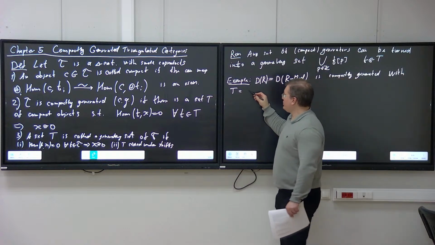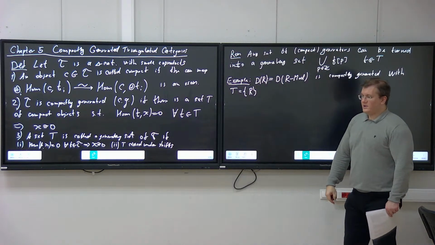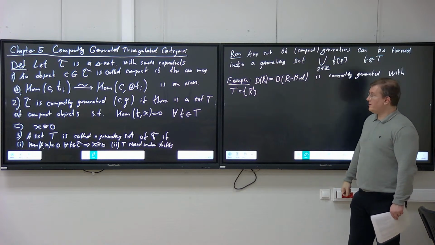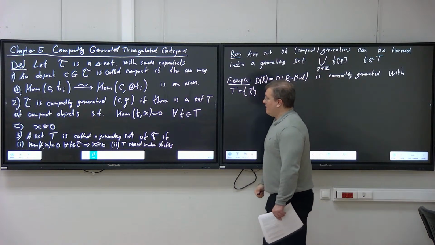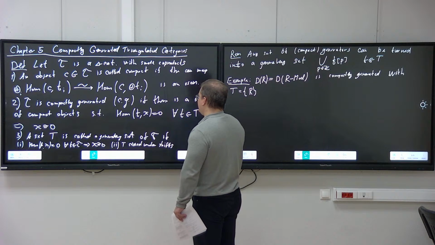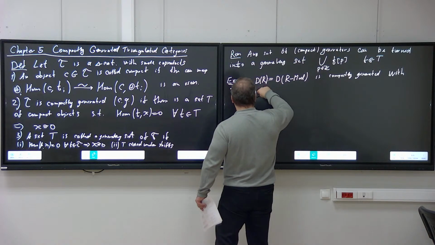Oh, I think you can just take one copy of R, right? If you want this to be closed under shifts, you need to take all the shifts of R, but I think R is enough, right? Oh, maybe wait, maybe not. Yeah, so maybe I need to add all the shifts, yes.